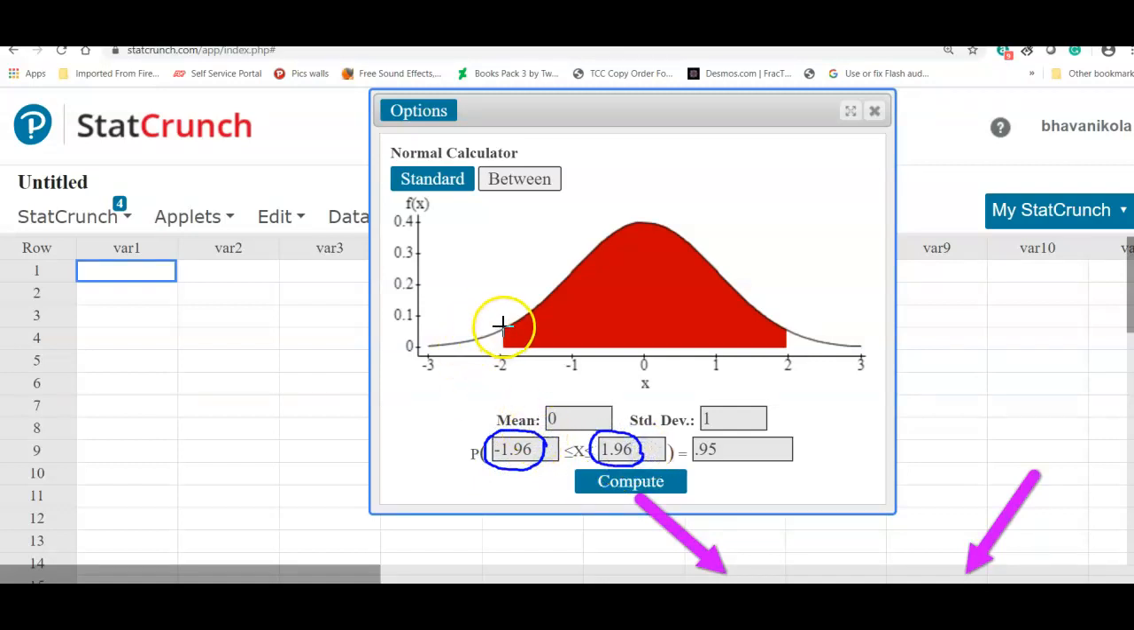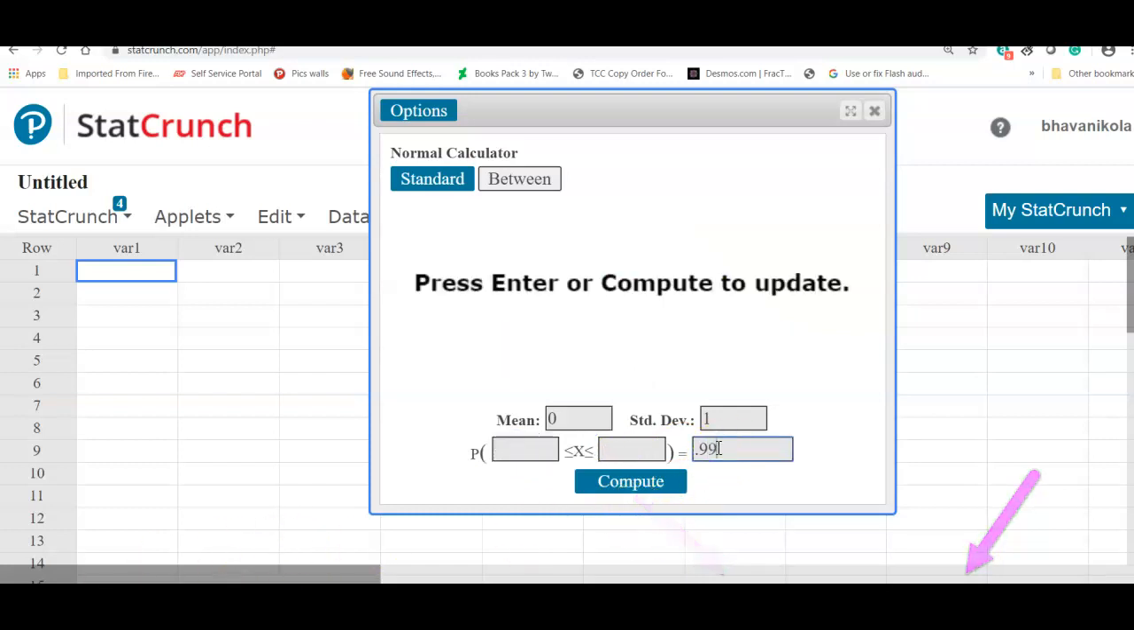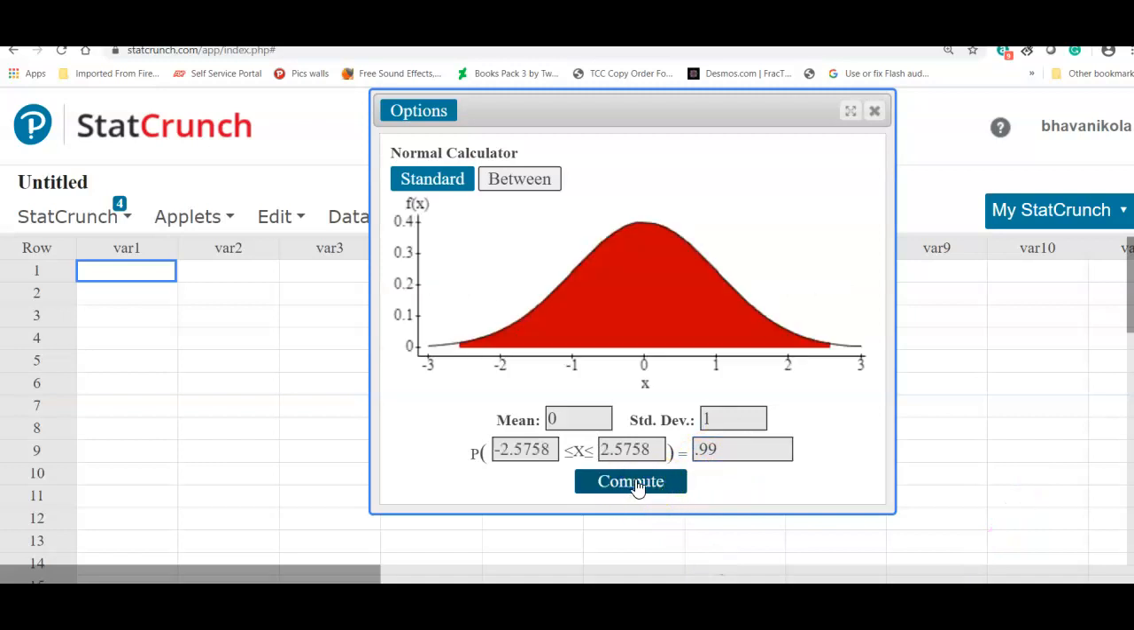So you're telling me that from the z-score at negative 1.96 to positive 1.96, the whole area is 95%, 0.95. Okay? Now if I ask you for critical values for 99%, you simply plug in 99 and compute.